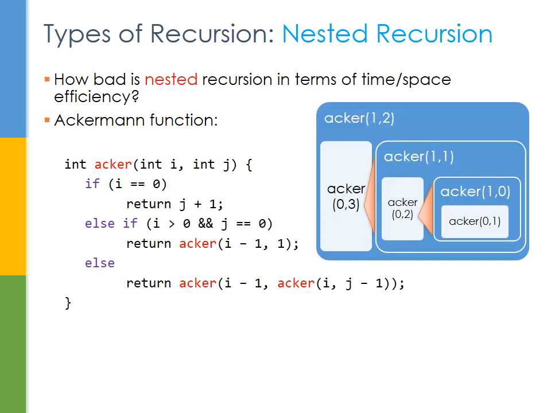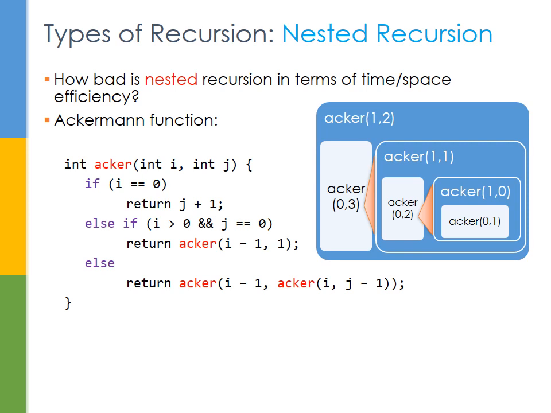Alright, so let's look at how this would execute with very simple parameter values. We're going to assume that we call the Acker function where the first parameter i has a value of 1, and the second parameter j has a value of 2. So what happens in this case?